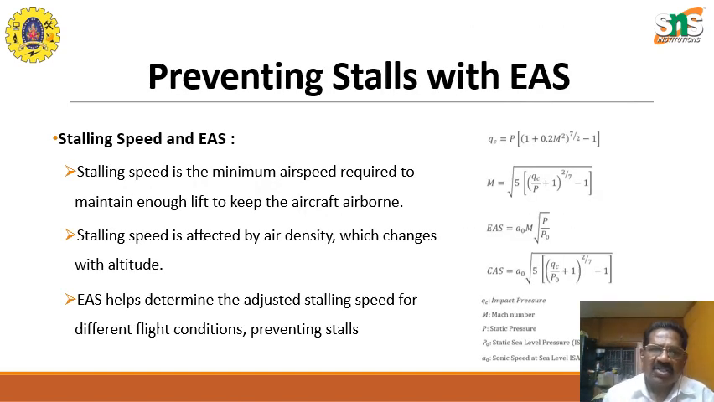There is something called stall speed. Stall speed and EAS. Stalling speed is the minimum airspeed required to maintain enough lift to keep the aircraft airborne. Stalling speed is affected by air density, which changes with altitude. EAS helps determine the adjusted stalling speed for different flight conditions, preventing stalls.